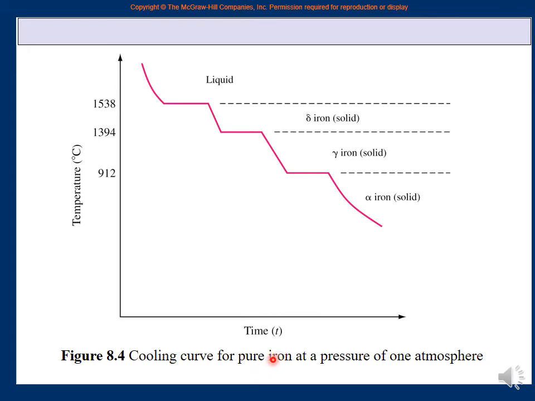Now, why is it different than the previous one? You understand, it has different solid phases. You see, water had only one solid phase. So when water was liquid and you cooled it, it became ice, and the temperature remained constant until all the water became ice. But here we have iron.